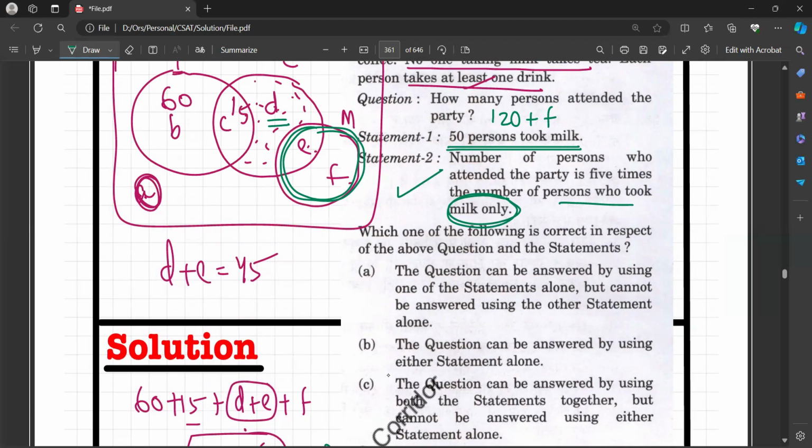So let us read the statement. The question can be answered by using one of the statements alone. Yes, that is statement number 2, but it cannot be answered using the other statement alone. Absolutely correct. So option A will be your answer.